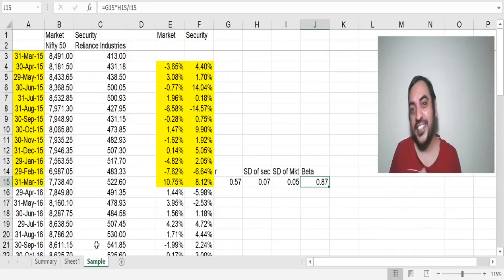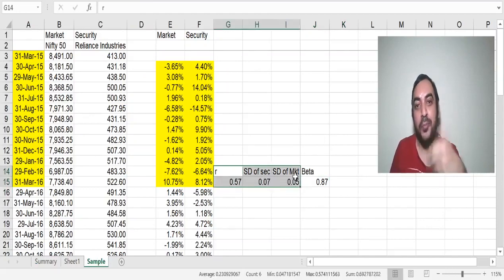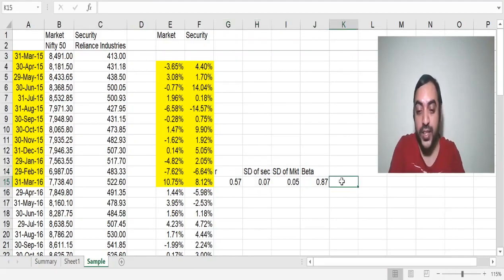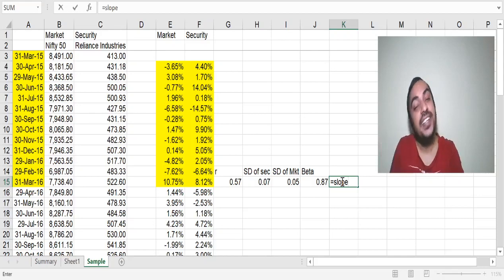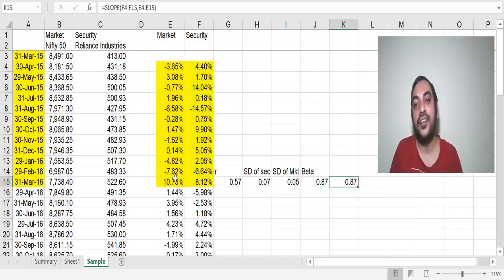Actually, I'll tell you one more easier, faster method to calculate. We don't require these three things. I tell you so that you remember it as a revision, for example for exam purposes. In Excel, there's one formula called SLOPE. Beta is nothing but a slope in a straight line. Y equal to mx plus c is the general form of a linear equation, where m stands for slope, the rate of change in one variable with respect to the rate of change in another variable. Anyway, don't worry. So slope, select the security returns, then select the market returns, you get 0.87.